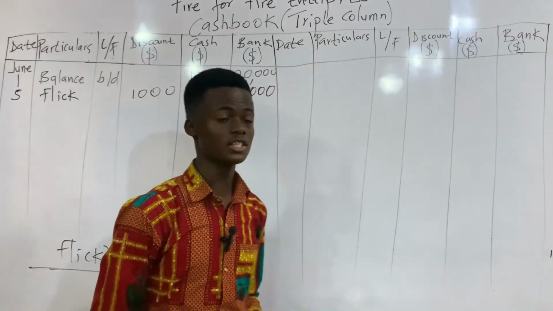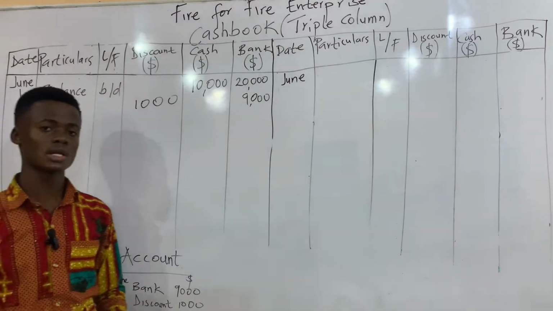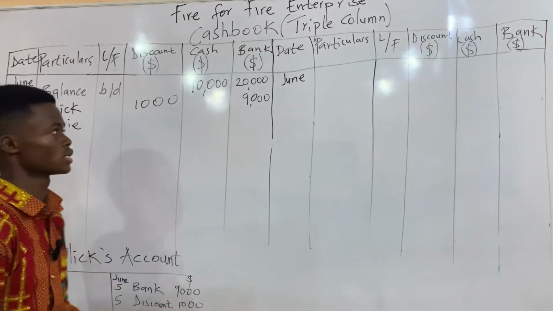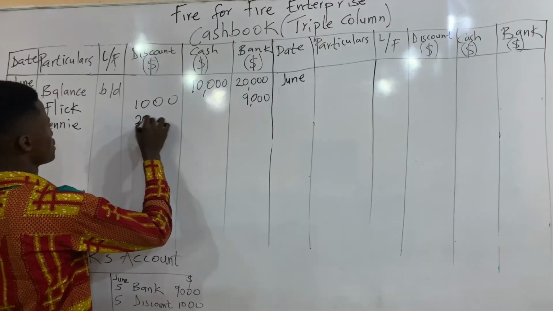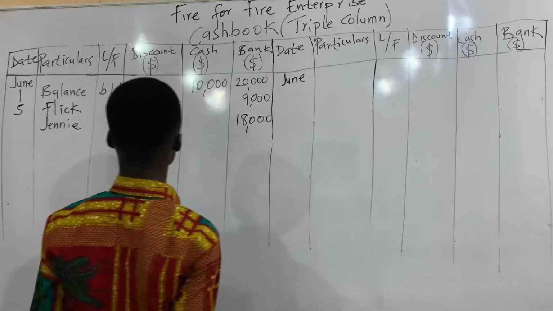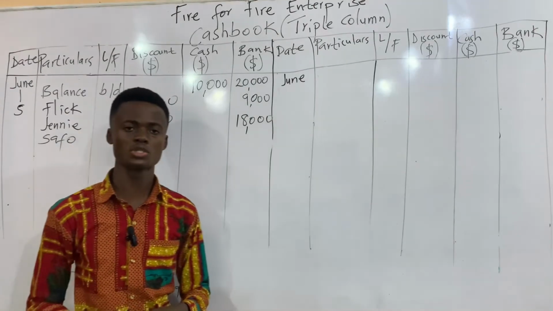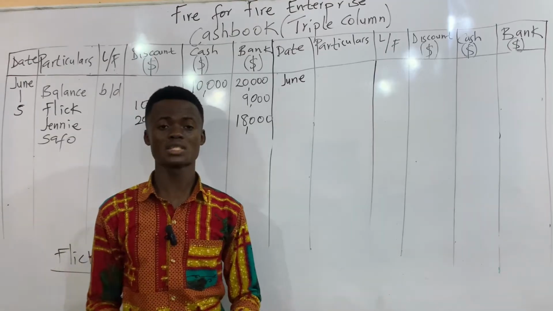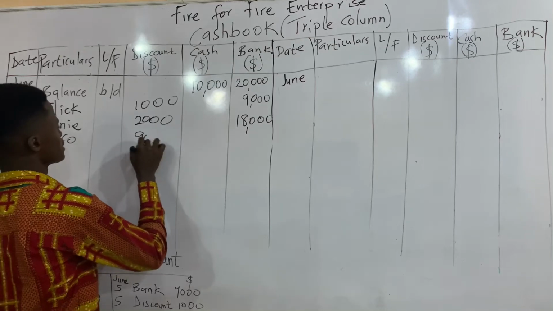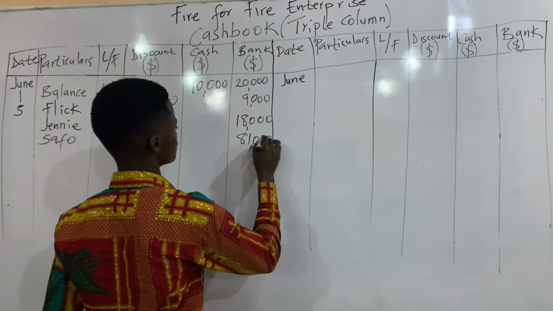So the next customer is Jenny. In Jenny's case, Jenny was supposed to pay us $20,000, but Jenny also enjoyed a discount of 10%. So 10% of $20,000 will give us $2,000. So let's write our discount here, $2,000, and the remaining balance will be $18,000. The next customer is Safo. Safo also enjoyed a discount of 10%. So 10% of $90,000 will give us $9,000. So Safo enjoyed a discount of $9,000, and the remaining amount will be $81,000.